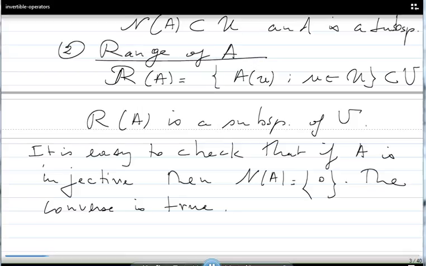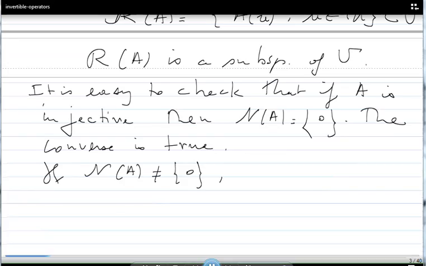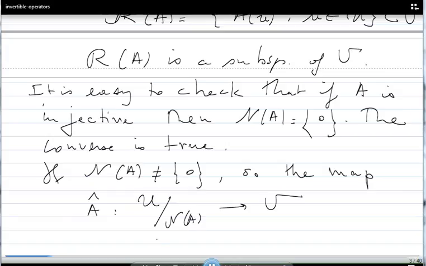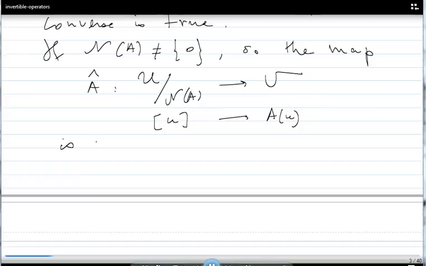Okay? If the null space of A is not reduced to 0, it's a subspace so it has 0, but it's bigger than 0, then in this case there is a natural way of coming up with a one-to-one map from A. So the map A hat defined from the quotient space into V by taking A hat of the class of u equal A of u is one-to-one, injective.